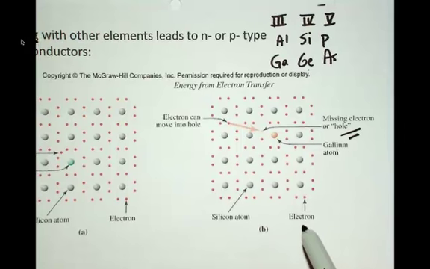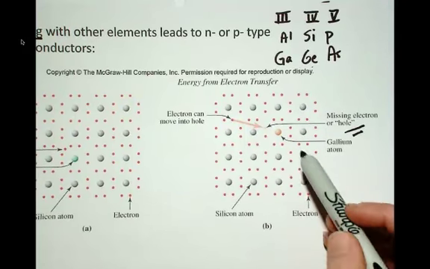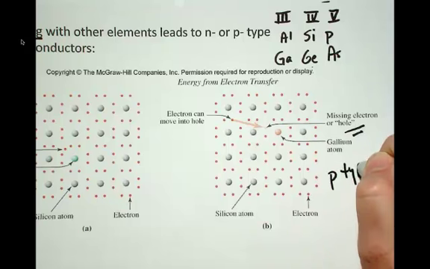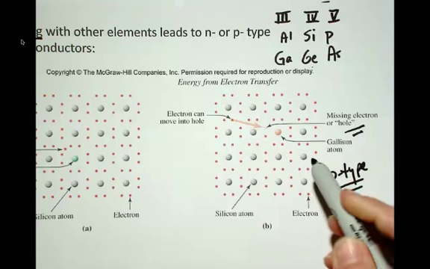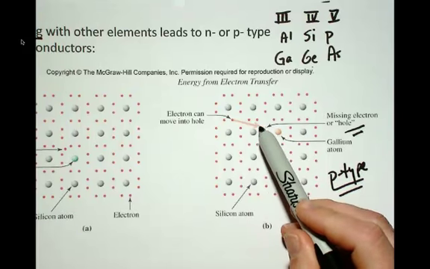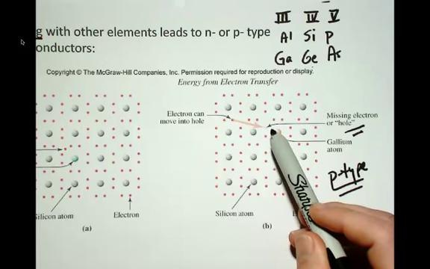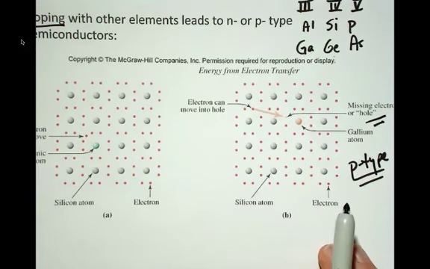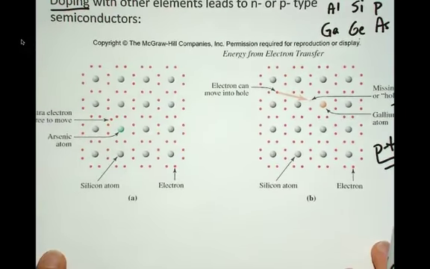Alrighty, and so that's actually called a p-type semiconductor, because you are opening up and having one fewer. Once the electron moves away from silicon into the gallium, the hole by gallium, then the silicon is going to be missing one electron, and it's going to temporarily have a positive charge. So it's called a p-type for the positive charge.